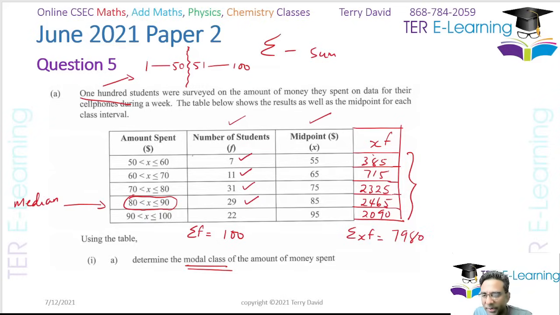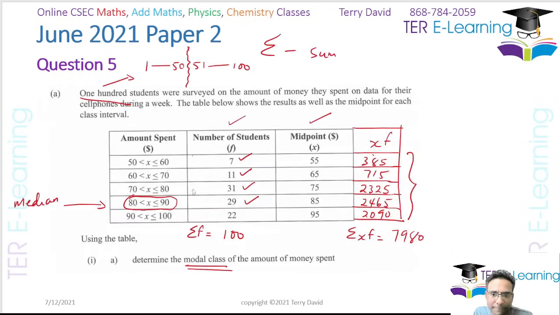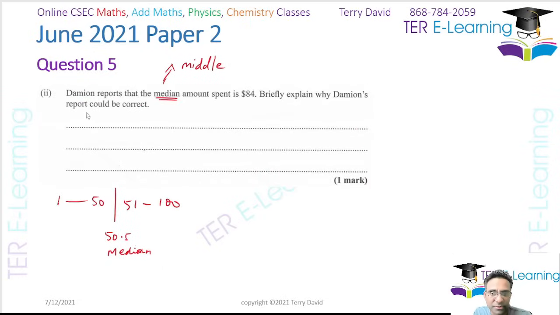Now, let's see again what they said in the question. They said Damien reports that the median is $84. So let's see. He's kind of correct, because $84 is actually lying in this interval here between 80 and 90. So let's say something about this.